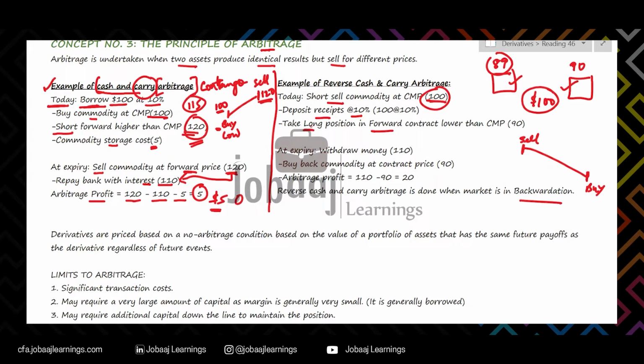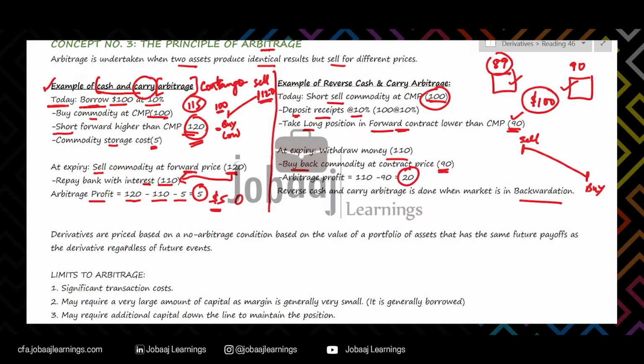You are going to take a long position, and since the prices are falling, you are going to get this for a price lower than the current market price. Okay, so let's say the price is 90. So on expiry, you will withdraw the money from your deposit account. That will become 110. Out of this, you buy back the commodity because this forward contract requires you to buy the product at 90. And even after paying 90, you are left with a profit of $20.